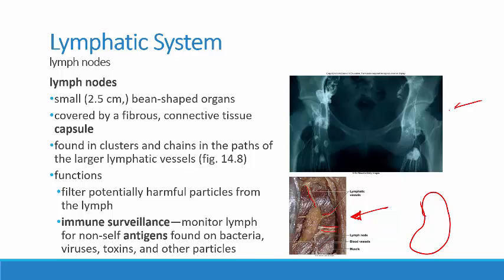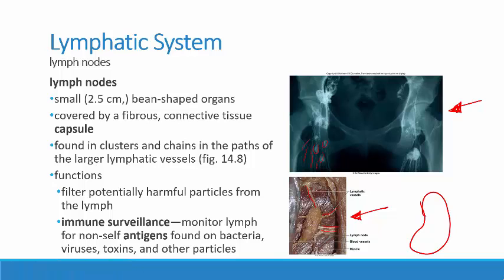And here we can see in this X-ray they've used something radioactive that will illuminate the lymph nodes, and you can get a good view of where they're located in the pathways of these. And so here you can see all the little lymphatic pathways, and these are the nodes in those pathways. And they function to filter out of the lymph any potentially harmful particles that may be found there.